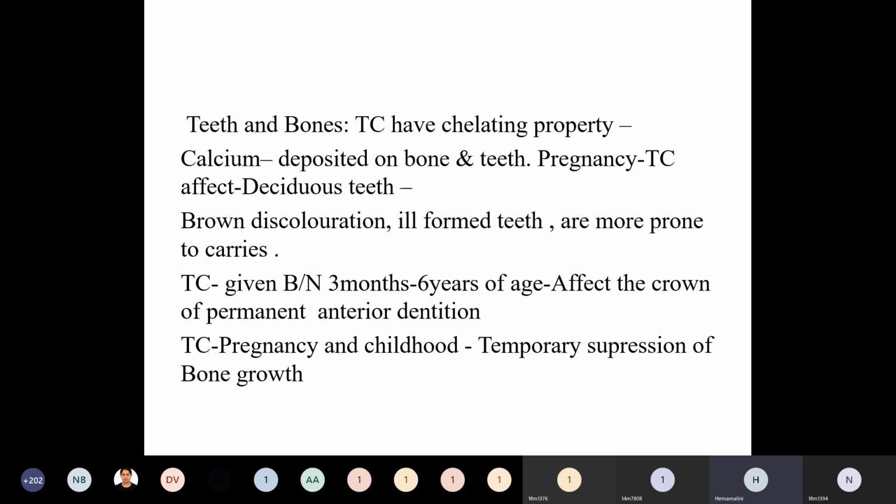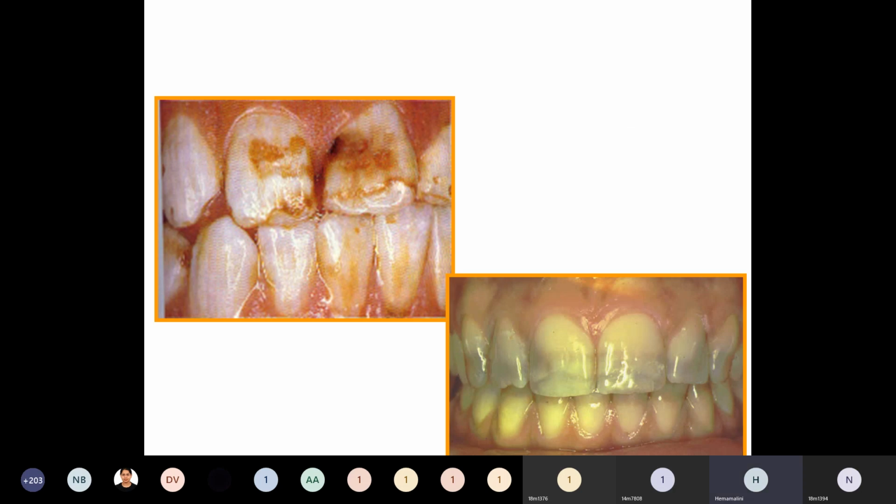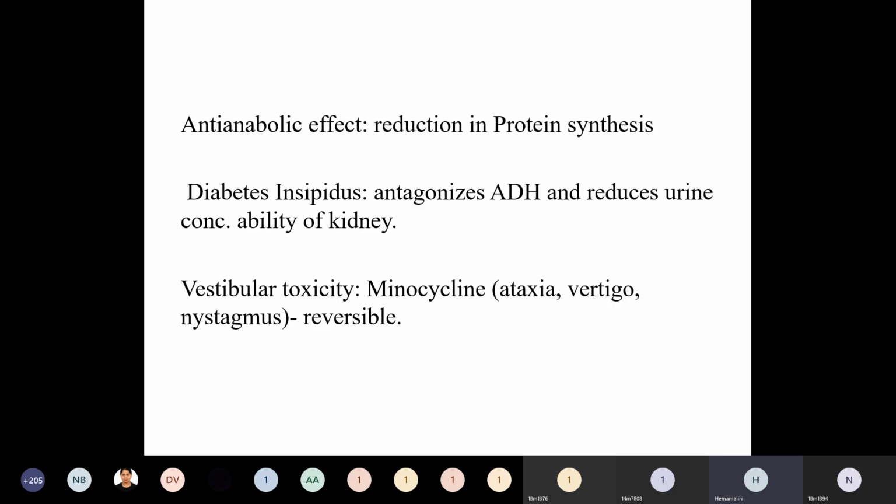And when tetracyclines are given in pregnancy and childhood, they induce temporary suppression of bone growth. This picture shows brownish discoloration of the teeth. Next, anabolic effects. It reduces protein synthesis, causes negative nitrogen balance, and blood urea may increase. In diabetes insipidus, it antagonizes ADH action and reduces the urine concentrating ability of the kidneys. Coming to vestibular toxicity, minocycline may produce ataxia, vertigo, nystagmus, which is reversible.